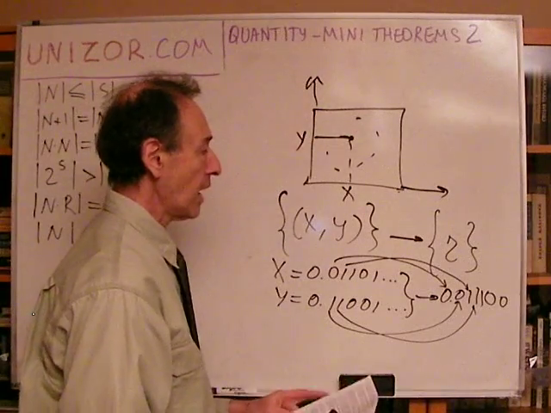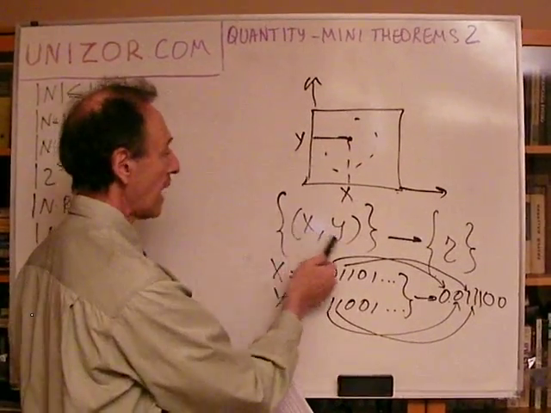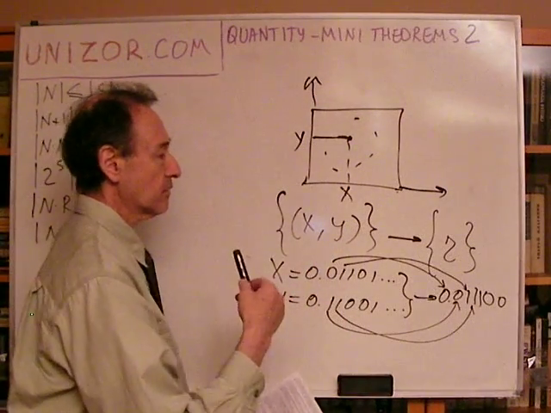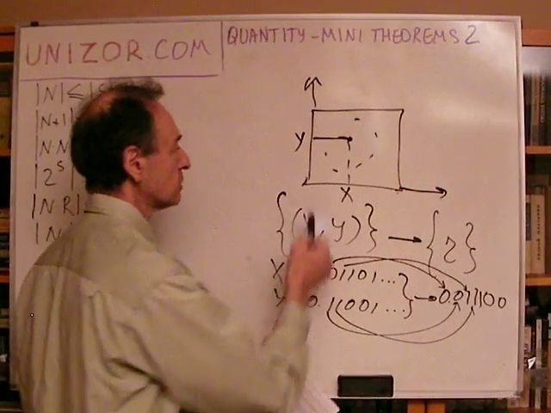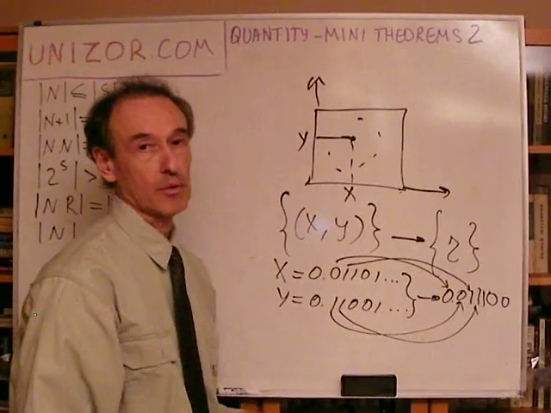So that's why the number of points inside the square, which is the number of pairs x and y, where x and y are real numbers, is, from the cardinality standpoint, equivalent to the number of points in the segment, which is just plain real numbers.